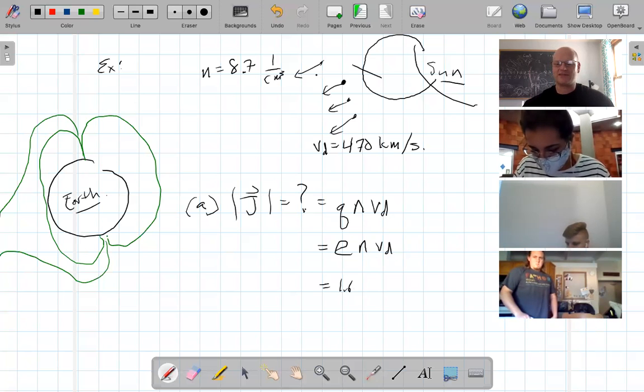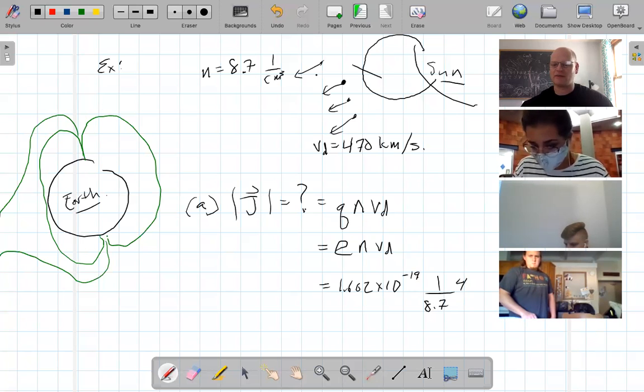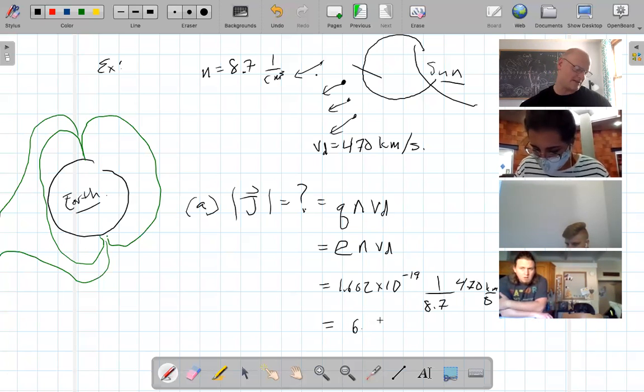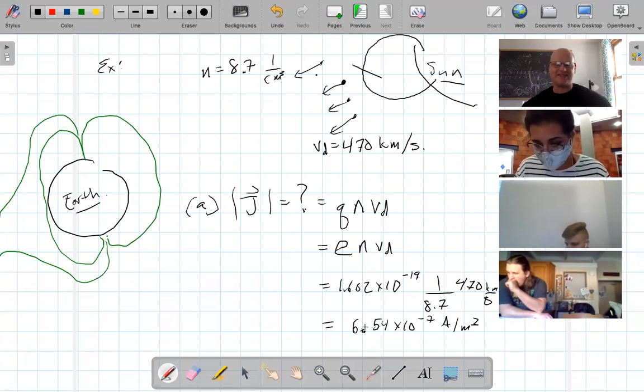So this is going to be 1.602 times 10 to the minus 19 coulombs times the number density, which we'd have to put into meters cubed, but I'm just going to add centimeters cubed for now, times the drift velocity, which we'd also have to put into meters, but again I'm just going to put this into kilometers. After I do my conversions, this works out to be about 6.54 times 10 to the minus 7 amps per meter squared. So this is my current density.